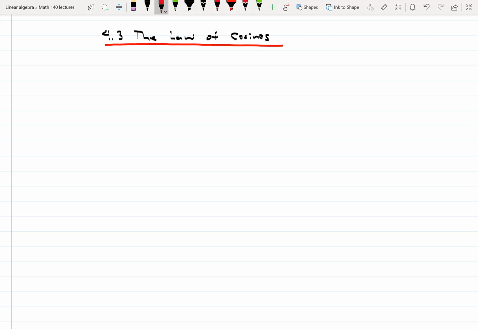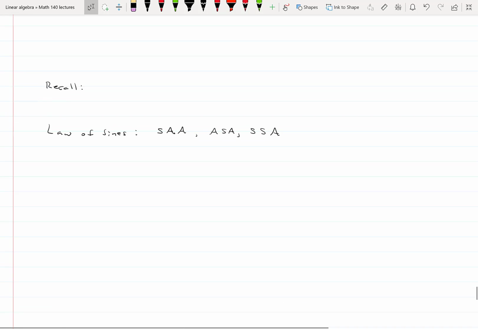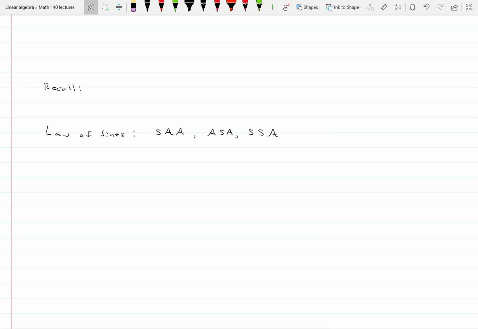So let's get started. Okay, first, recall that the law of sines is used to solve three specific cases. Cases where you're given a side and two angles, side, angle, angle, but the side is not between the two angles. And the next case is angle, side, angle, where you're given two angles again, but the side this time is between those two angles. And the case we have to be really careful with, the side-side-angle case, where there's a possibility that you'll have no solutions, and there's also a possibility that you'll have two solutions, two triangles form.